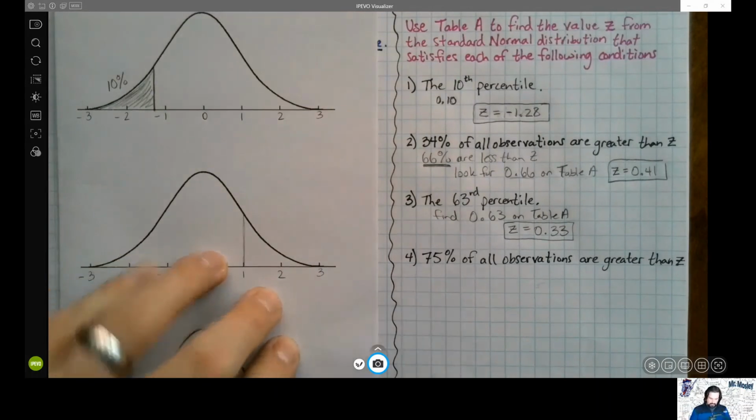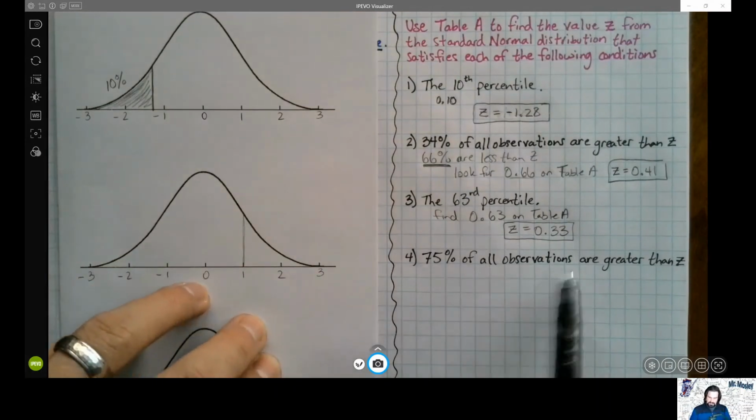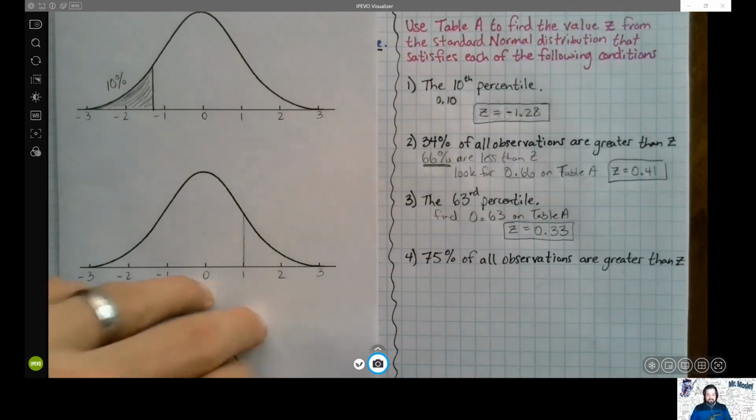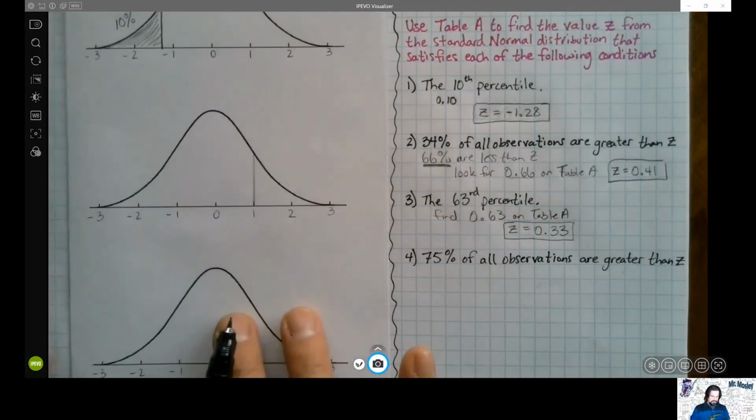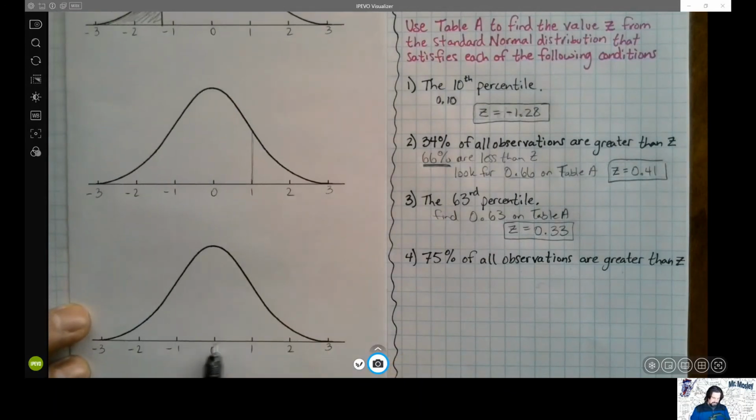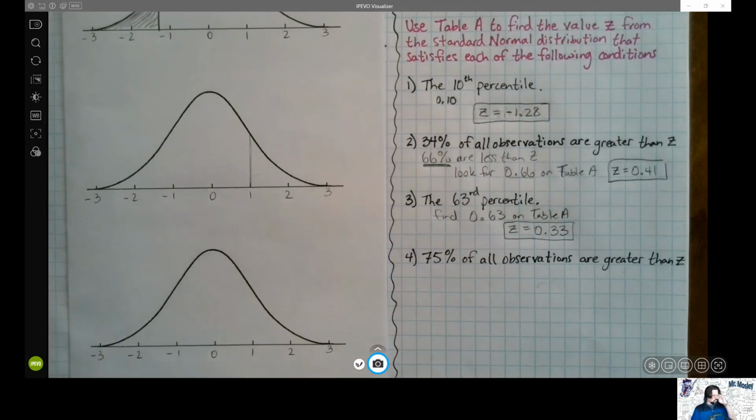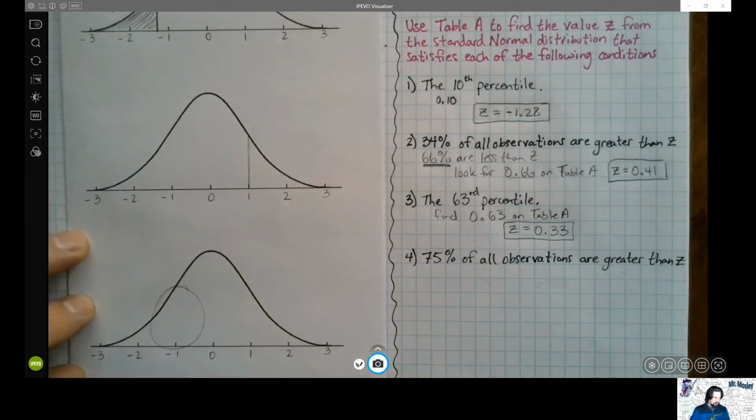Our last example here, number 4, 75% of all observations are greater than z. Right, so that puts us on the left-hand side of the mean, right? To get 75%, right? 50% greater than. We're gonna have somewhere between 0 and 2. It might be a little less. I don't know, but we know we're going to be somewhere around here for our proportion, right?